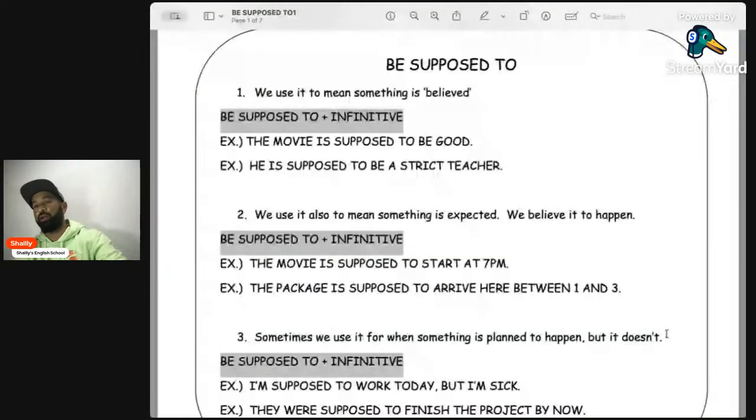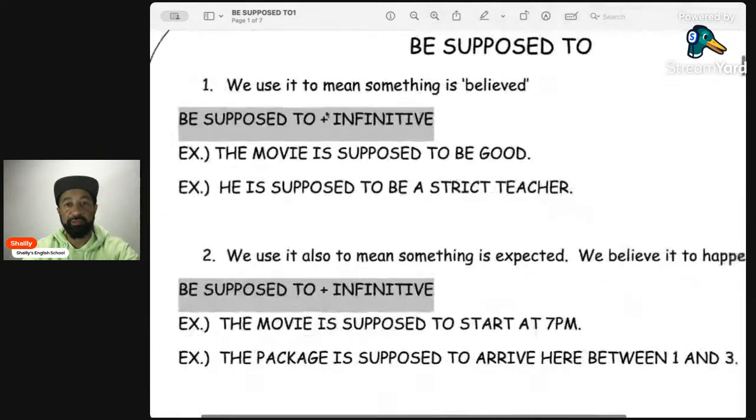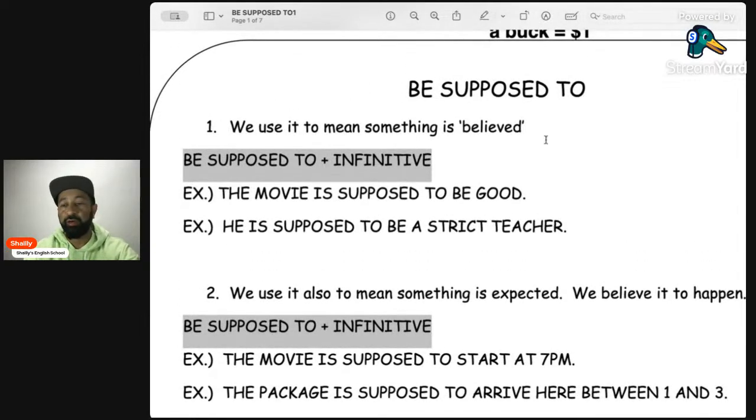And as you can see, we are going to be going over be supposed to. Be supposed to. Now, we use this a lot in English. This is really going to help you improve your fluency. We have different uses of it, and we'll go over each one of those right now.